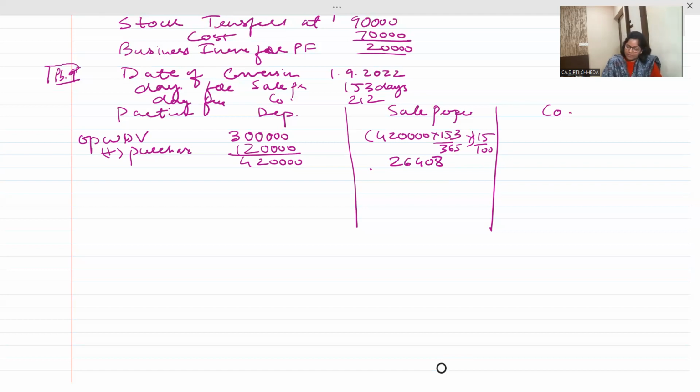Abhi next. 420 opening into 15% into 153 divided by 360.